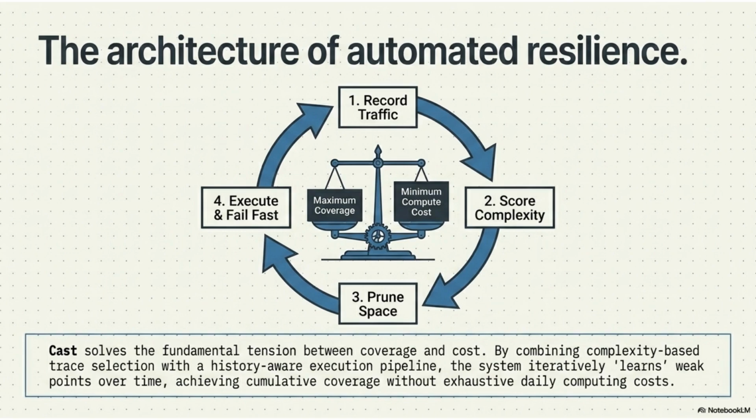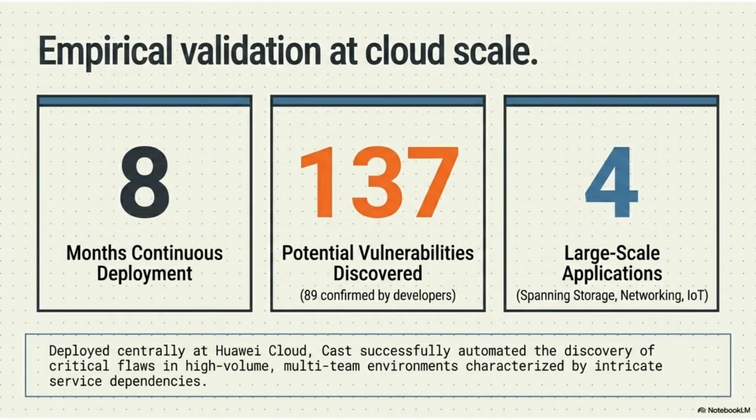CAST solves the tension between coverage and cost. By combining complexity-based trace selection with a history-aware pipeline, the system learns weak points over time, achieving cumulative coverage without exhaustive daily computing costs. CAST successfully automated the discovery of critical flaws in high-volume, multi-team environments at Huawei Cloud. Over 8 months, it discovered 137 potential vulnerabilities across 4 large-scale applications.